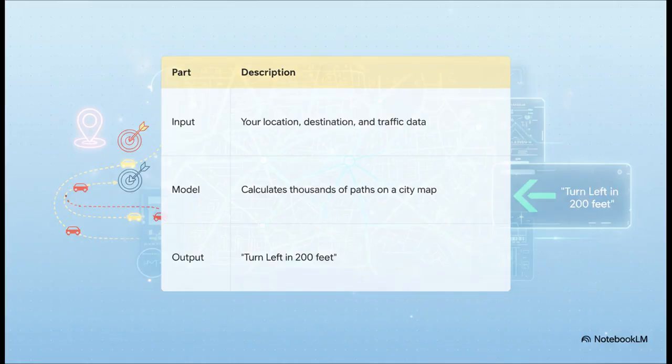Or how about the GPS on your phone? The input is your location, where you want to go, and all that live traffic data. The model is basically a digital map mixed with a super fast calculator that's figuring out thousands of possible routes. And the output is a prediction, turn left in 200 feet. It's predicting that this one turn is the key to the fastest route.